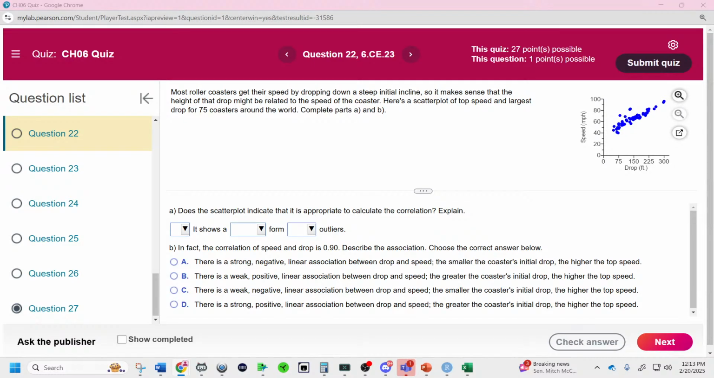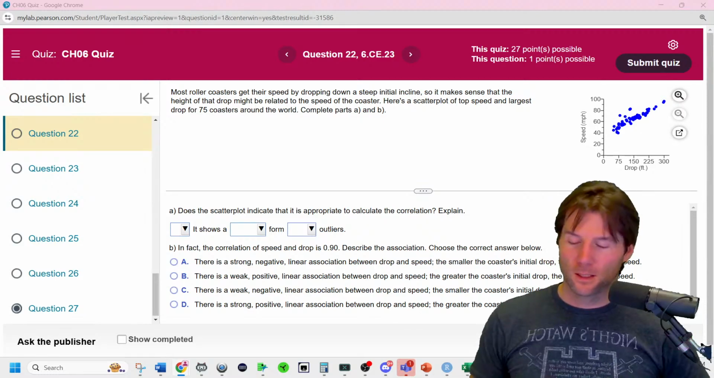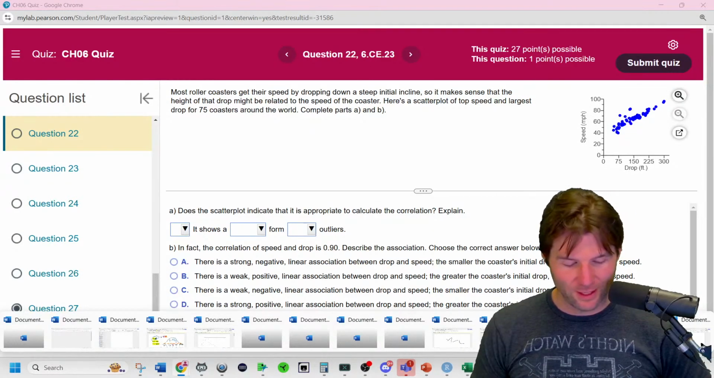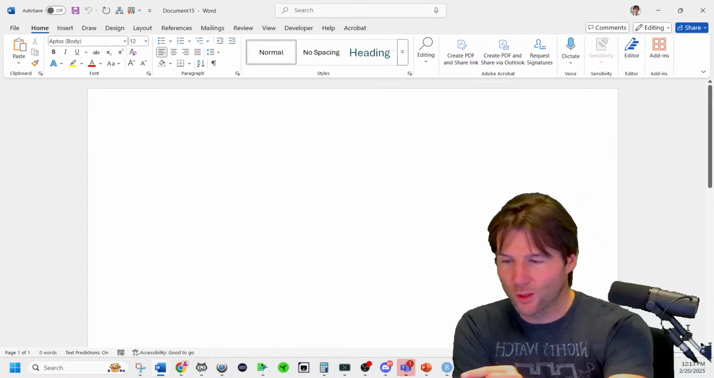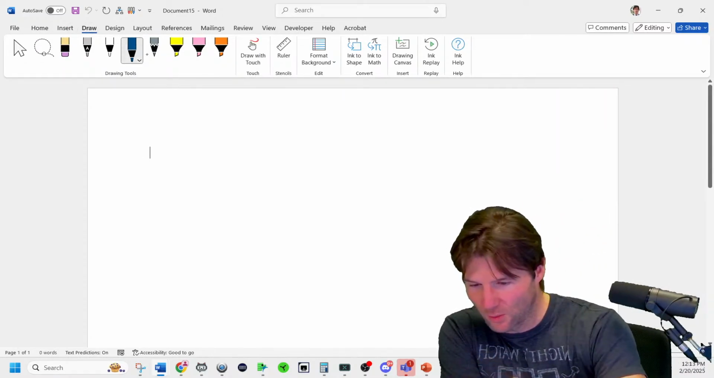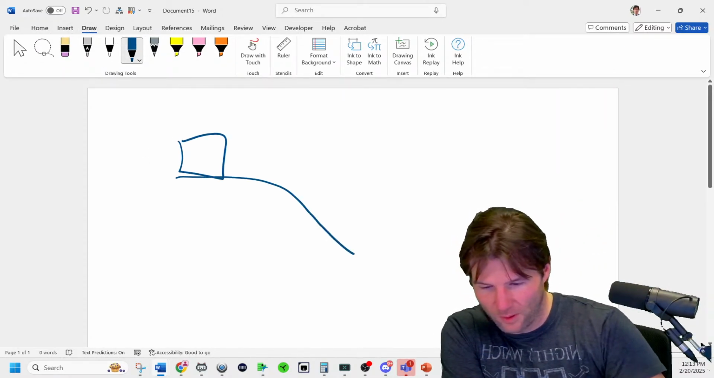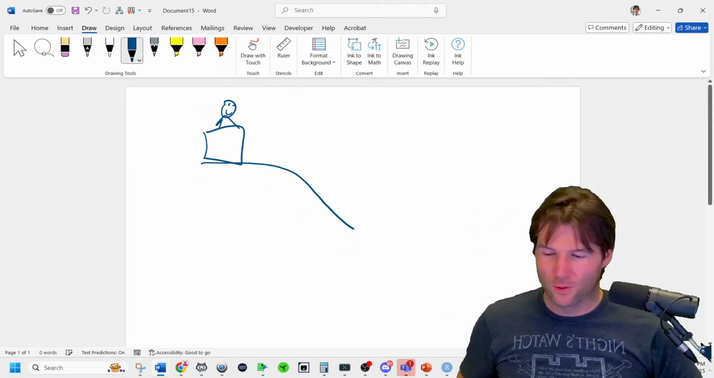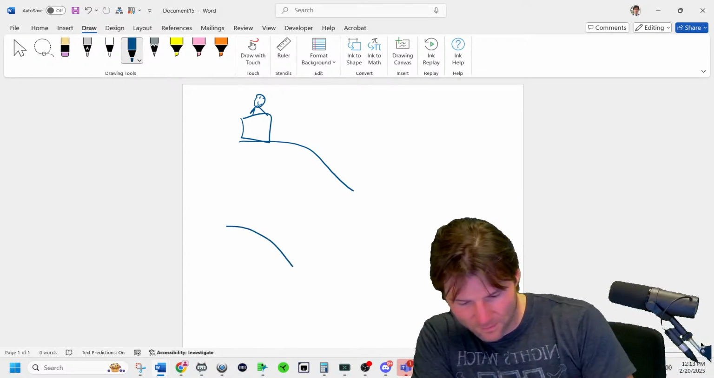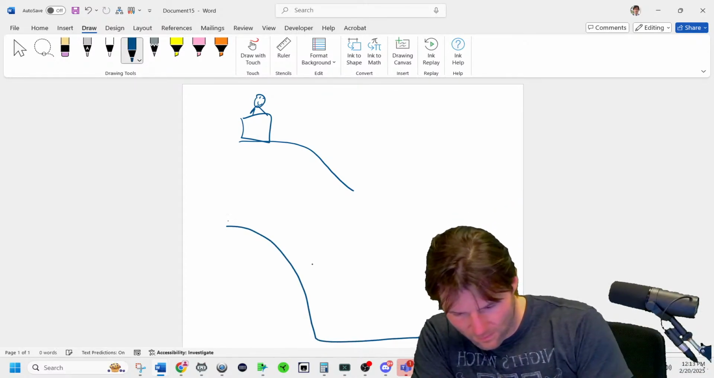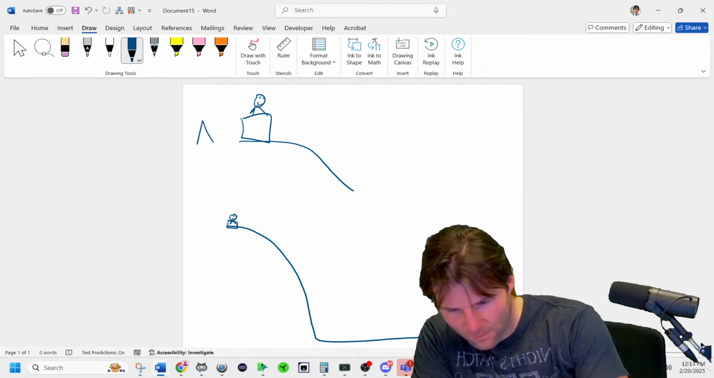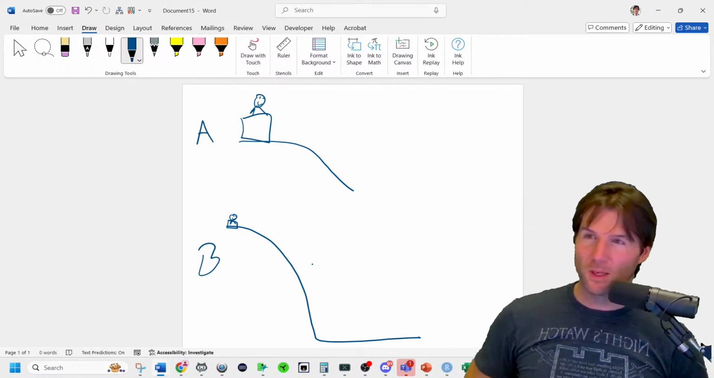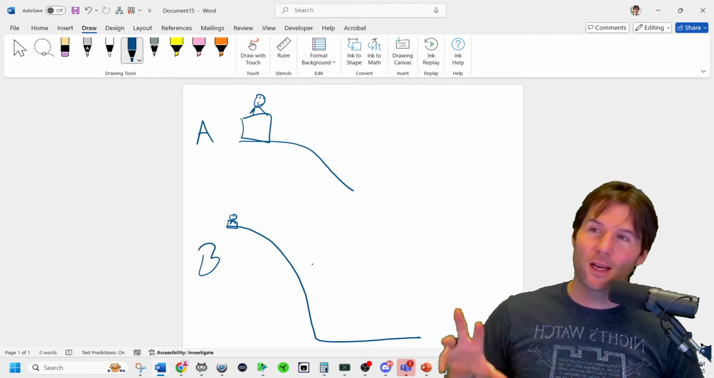Okay, most roller coasters have a drop and then the length of ride or the speed they reach. Just think about it visually. You know those little roller coasters that I can't even handle, I'm not joking. Which roller coaster, A or B, would reach a higher speed? Definitely B, right? So the bigger the drop, the higher the speed. That's what they're getting at.